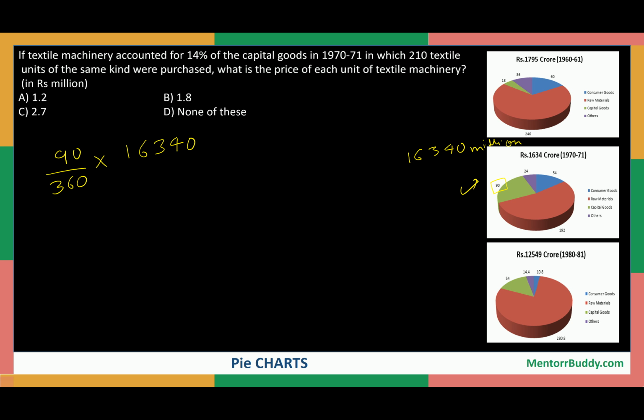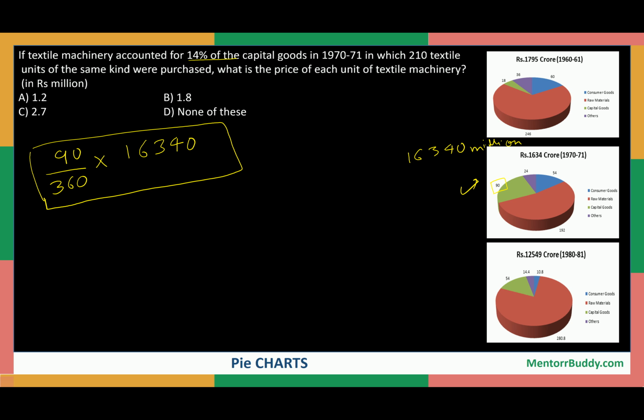It will come out in rupees million, correct? Okay, I am not solving it yet as I have to get the final answer. So what I will do, I will calculate it first and then I will solve it. So this is the amount which, if we solve it, we will get the amount of capital goods. Now from this amount, 14% is textile machinery.